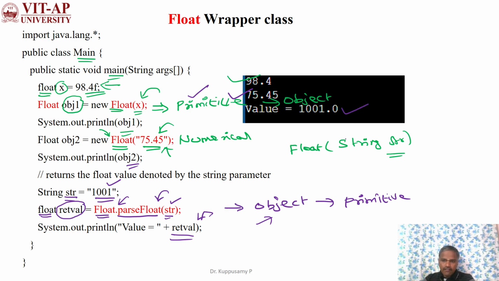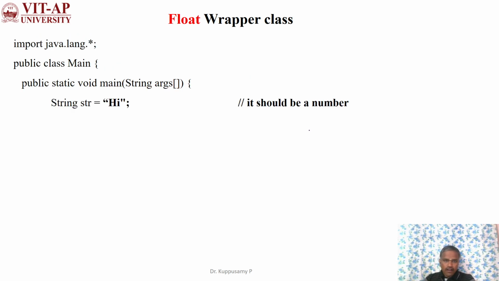So finally we are getting the output as the primitive data type float 1001.0. Here you see we passed the string as a numerical number 1001, right? Then it converts that 1001 into a floating point value, which gives a single digit after the decimal point. Now one more example is given here.